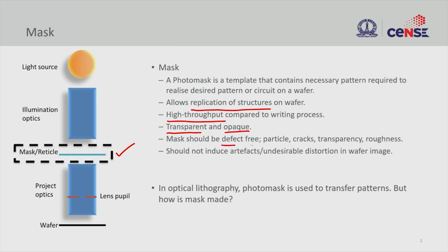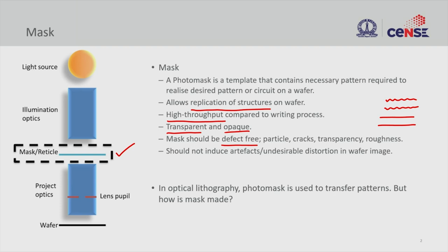And the mask should be defect free, right? We only want the structures that we want, and we don't want any additional features on the mask. And this is what we call defects. The defect could be from a particle or some cracks on the mask, or a transparency issue, the place where you want it to be opaque. If it is transparent, then that is also a defect on the mask. And then roughness, right? Ideally you want a line to be very smooth, a resist line, let's say. But if your mask has roughness, then this roughness will be transported to your wafer as well. So all these are considered to be defects, so we should have a defect free mask layer.